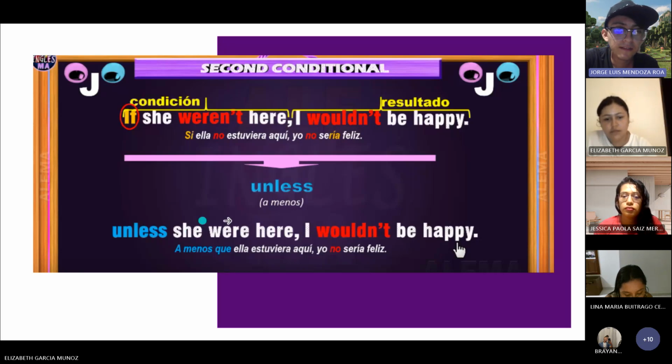You can see that in this part, we are not writing the verb were in negative because for that we are using unless she were here. But in the next part, that is the result, it will be the same as in a normal negative way. It will be I wouldn't be happy. And in Spanish, it will be a menos que ella estuviera aquí, yo no sería feliz. The next one, please.